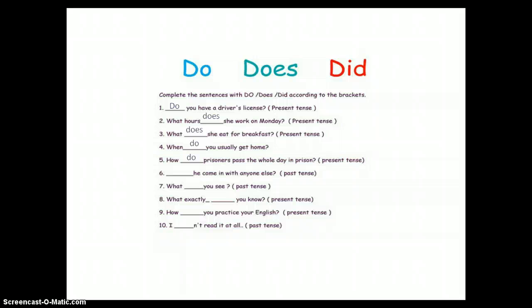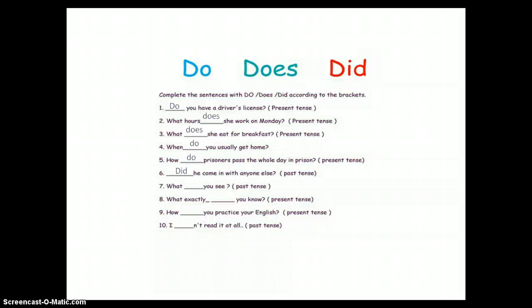And the sixth question, did he come in with anyone else? I'm sorry, the intonation is wrong. Did he come? Oh my god, I said the answer. It is past tense. So the auxiliary verb is of course did.